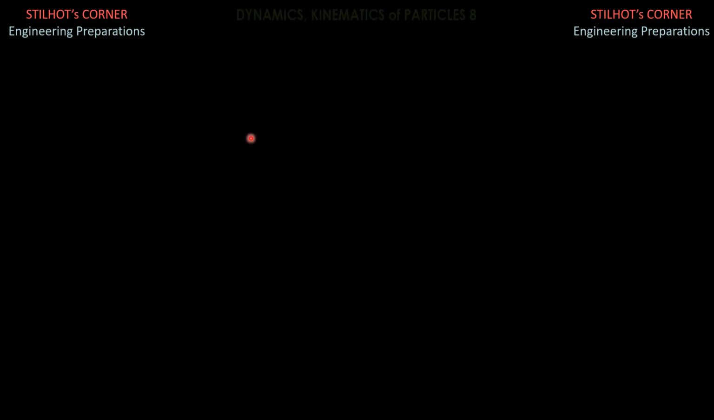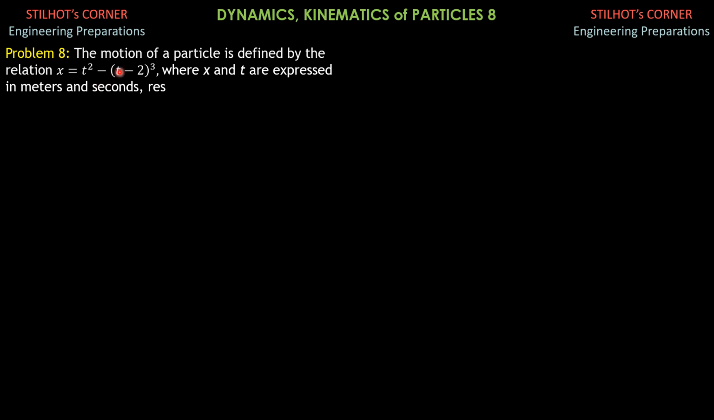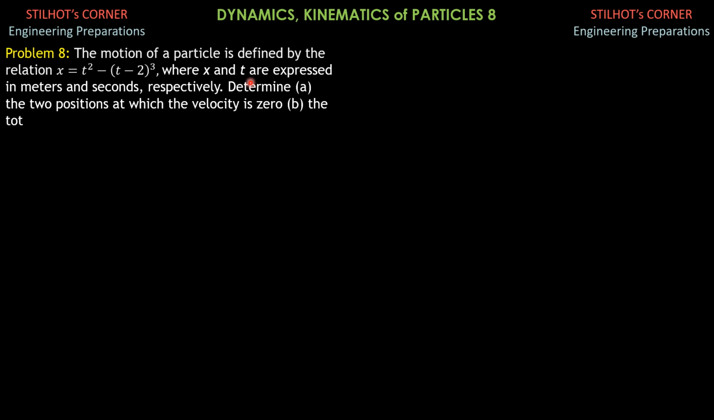So here is the problem. The motion of a particle is defined by the relation x equals t squared minus quantity t minus 2 cubed, where x and t are expressed in meters and seconds respectively. Determine letter A, the two positions at which the velocity is 0, and letter B, the total distance traveled by the particle from t equals 0 to t equals 4 seconds.